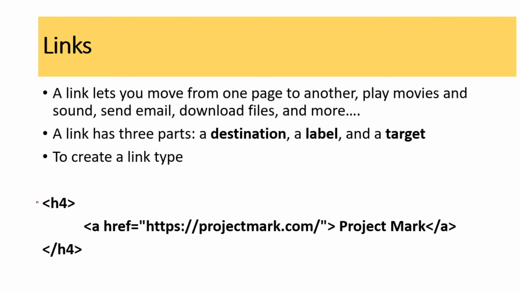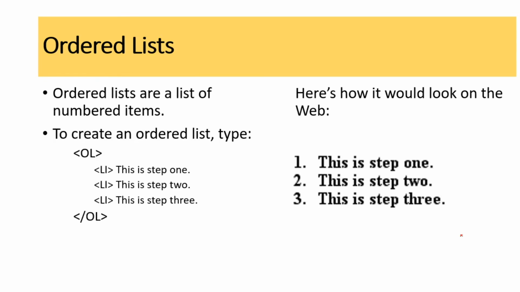So here I have kept it in a header of size 4. H4 is a header of size 4. You have to use the open tag followed by A, and href equal to the link. If I click this link, where it has to land, that link we have to give here, and this is the name of my hyperlink. So projectmark is the name of my hyperlink. If I click this, projectmark.com will be opened. It has to end with the hyperlink end tag /A.